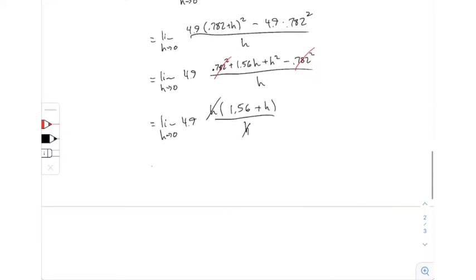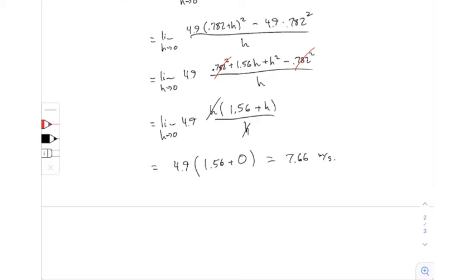So finally, doing the limit, 4.9 times 1.56 plus 0. And my final answer is 4.9 times 1.56, which is that, 7.66. I did that on my calculator. And the units are meters per second.